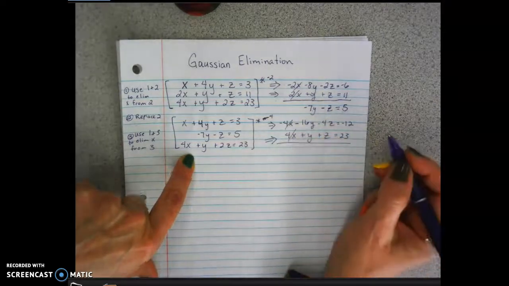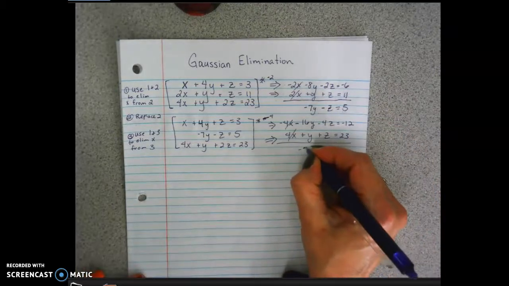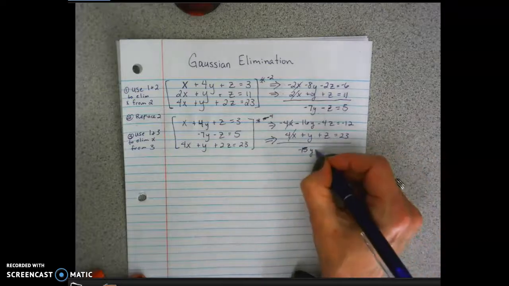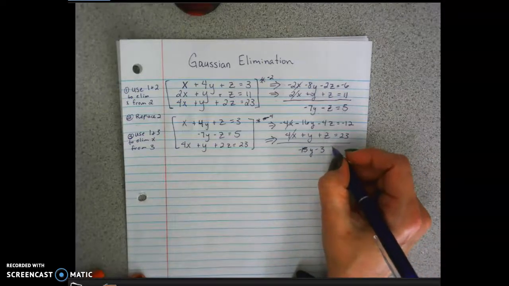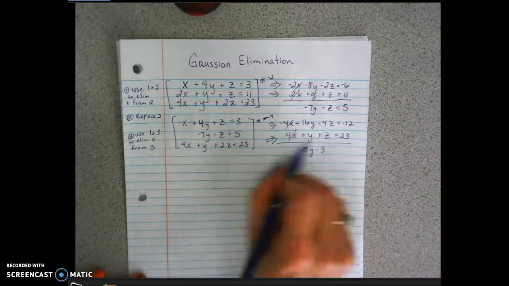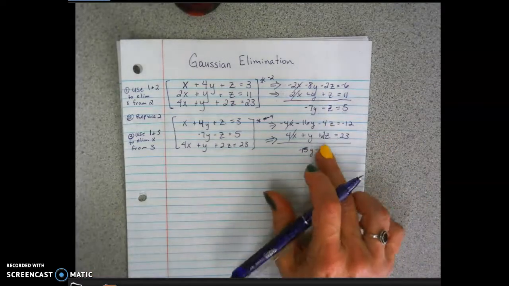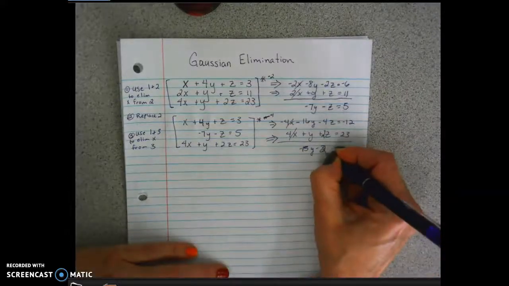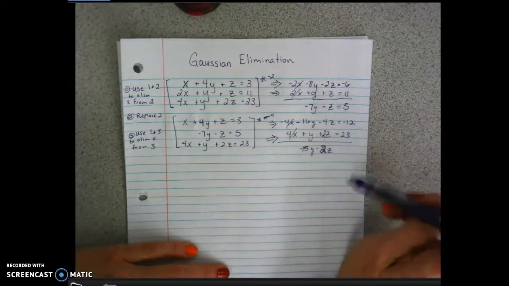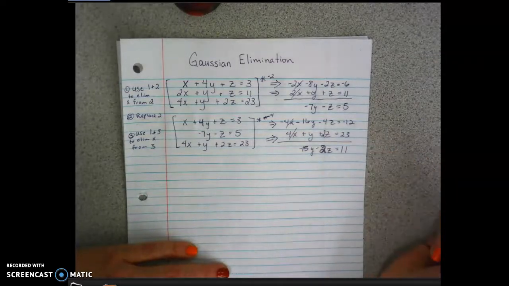Negative 4x plus 4x, that's us eliminating the x's. Negative 16y plus y is negative 15y. Then minus 3z. I missed the 2z, I'm sorry. I made a copy error: negative 4z plus 2z is negative 2z. Apologies. 23 minus 12 is 11.